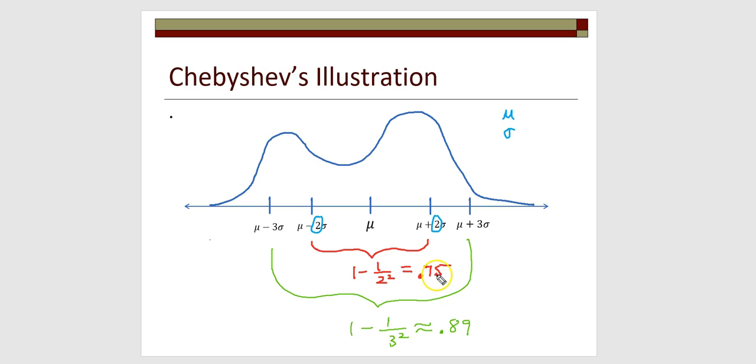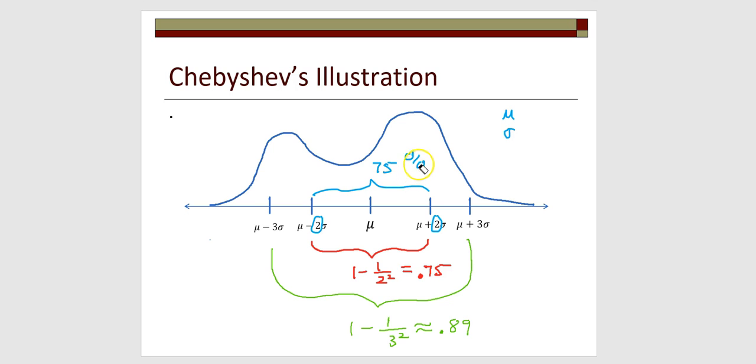So Chebyshev's theorem says at least 75% of all your data is going to be between these two numbers. At least 75% of all your data is between those two numbers. It could be more than 75%. And if your distribution is nice and bell-shaped or normally distributed, then it will be much more than 75%, as we'll see, and that's what the empirical rule discusses.